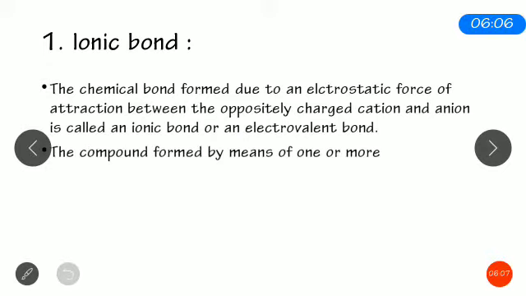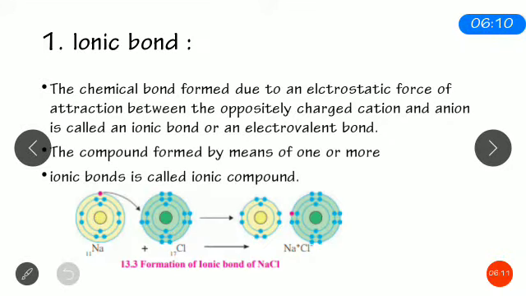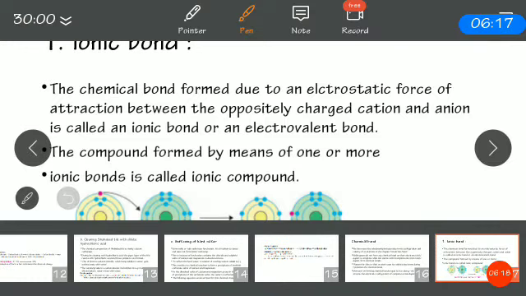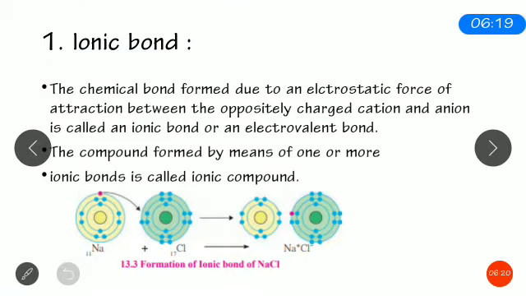So the compound formed by means of one or more ionic bonds is called as ionic compound. So over here, as you can see, NaCl. Now basically यहाँ पर हो क्या रहा है? The thing is, you have sodium and the atomic number is 11 and for chlorine it is 17. So how are you going to distribute? First shell will have 2, second shell will have remaining how many? 8, and last shell will have only 1 electron, which is denoted as pink color, right?